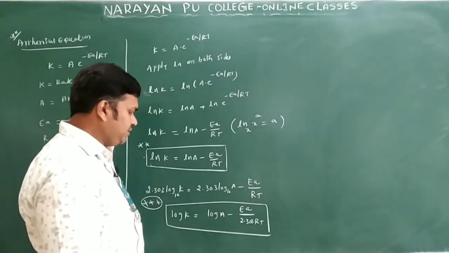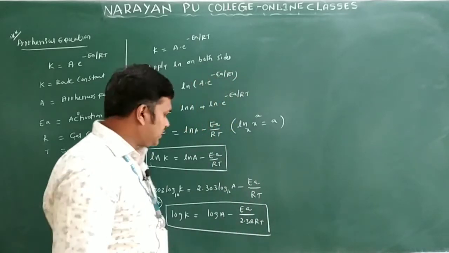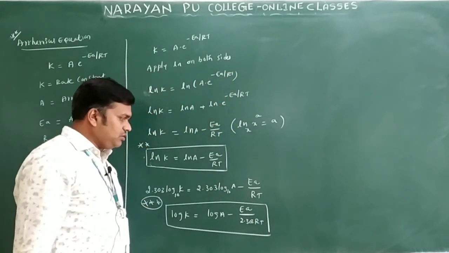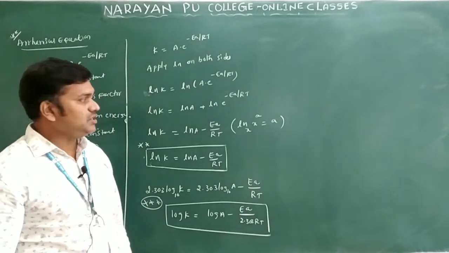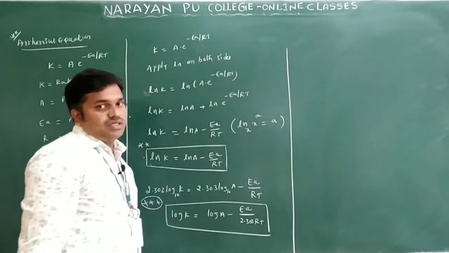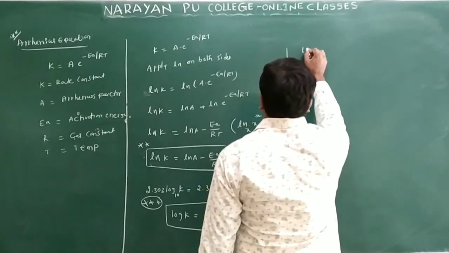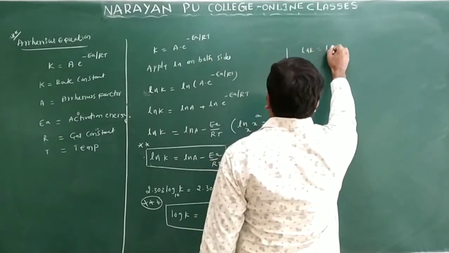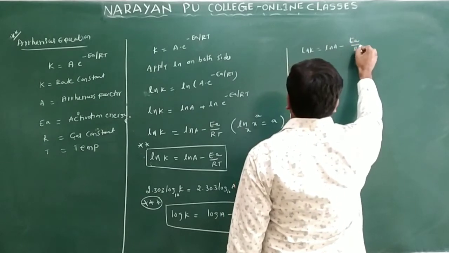This is the Arrhenius equation at a constant temperature. What is the expression you got? log k is equal to log A minus EA by 2.303 RT. This is the Arrhenius equation at a constant temperature. Now I want to take the other equation: ln k is equal to ln A minus EA by RT.